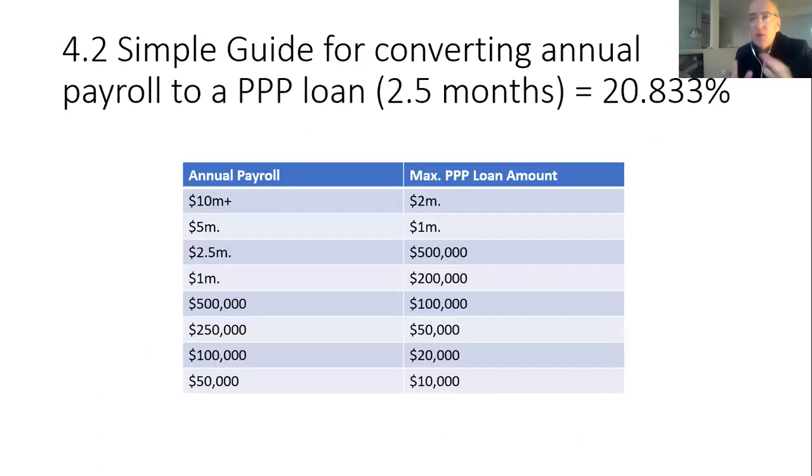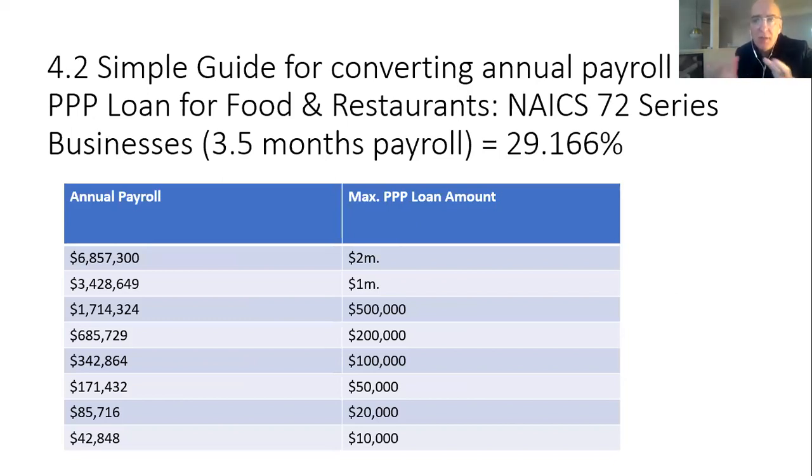So here's a simple guide we've created that gives you a way of looking at this. Take my annual payroll in the left-hand column, for example $250,000. What does that mean in terms of a maximum PPP loan? Well, it's $50,000. You can get a rough idea by comparing the annual payroll column on the left-hand side to the PPP loan amount on the right-hand side. That's the 2.5 times the month. And this is the one for restaurants and accommodation and food services.